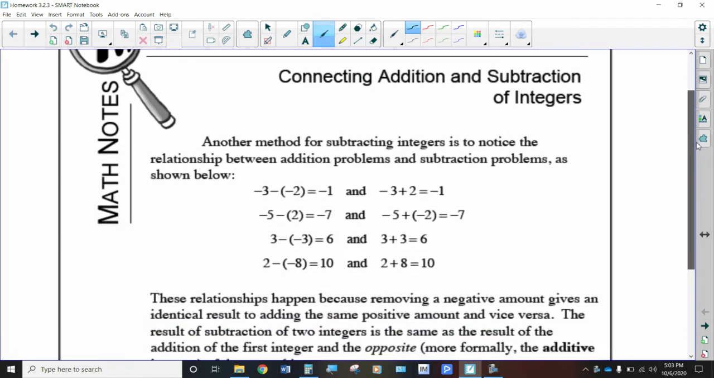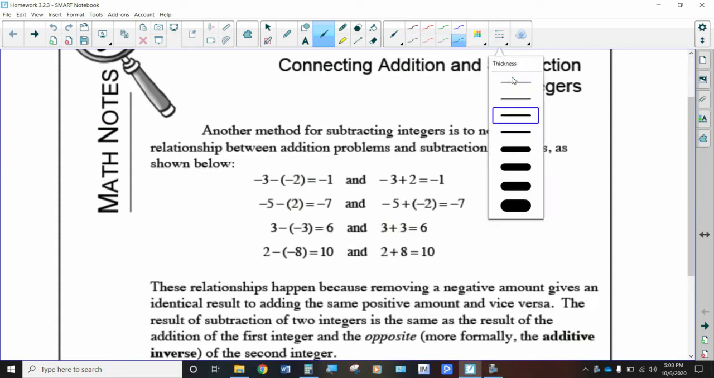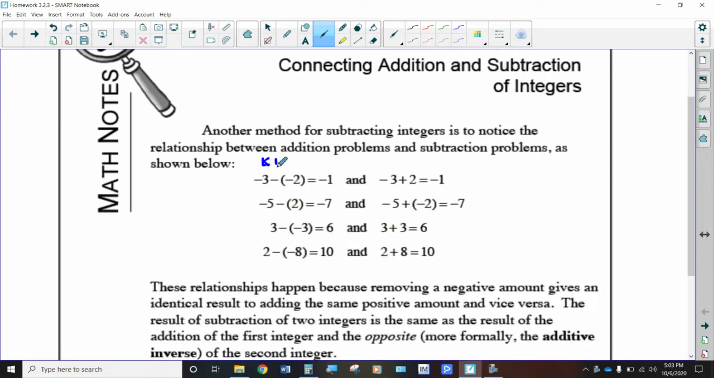Another method for subtracting integers is to notice the relationship between addition problems and subtraction problems as shown below. So if we throw in the whole KFC into each one of these problems, you'll keep -3, you'll flip that to a plus sign, you'll change that to its opposite, you get the exact same answer. So take -3, remove 2 of those negatives, you're left with a -1. Take -3, add 2 positives, you get 0 pairs, you're left with -1. You get the same answers every single time.